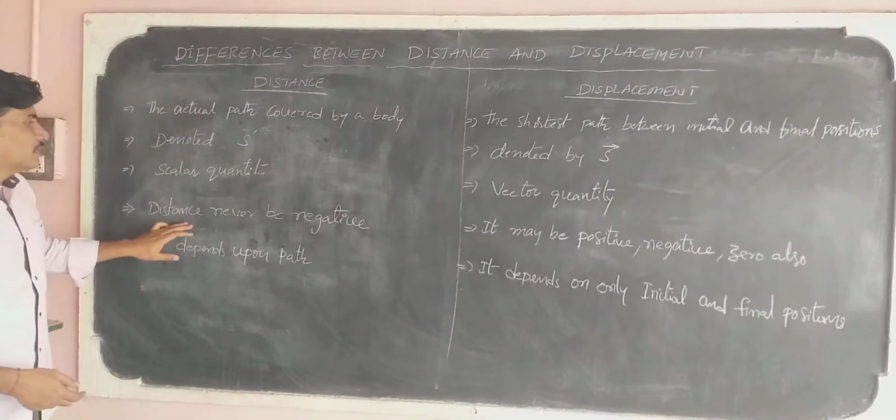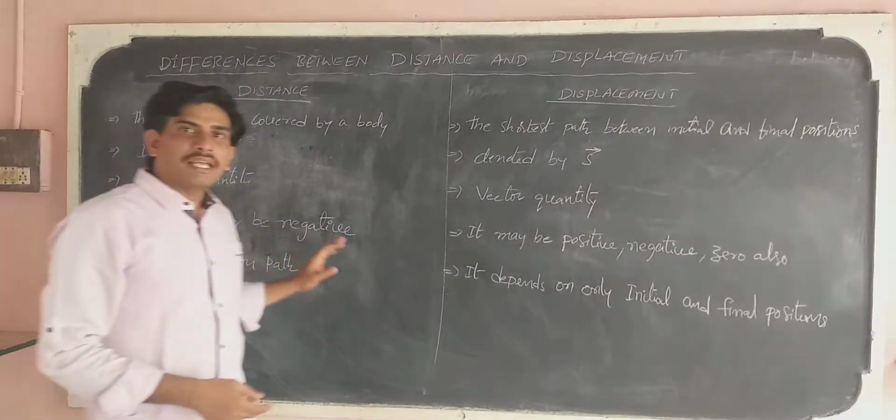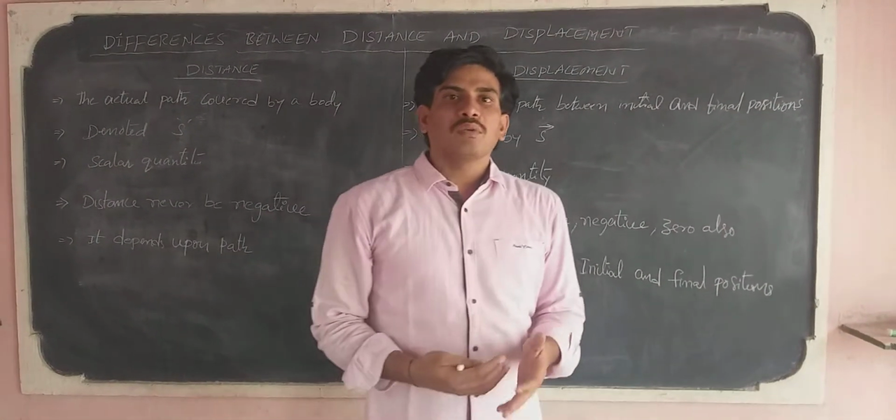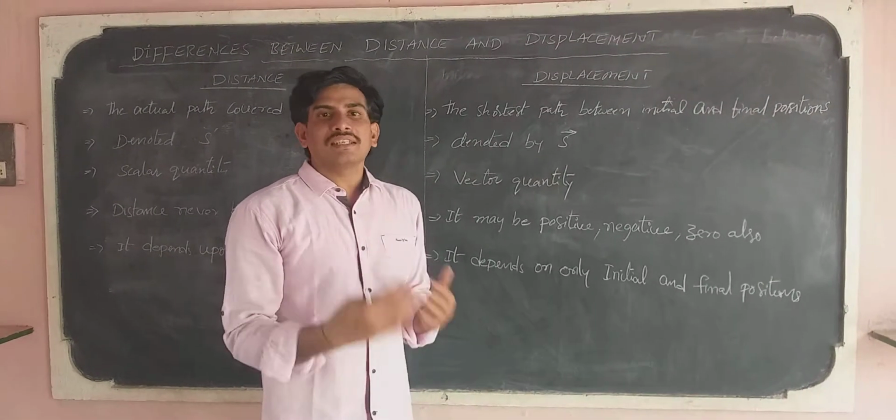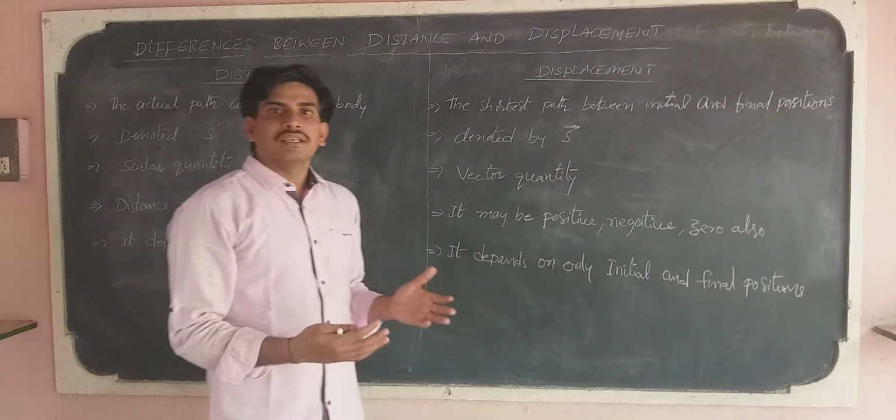Next, the distance can never be negative. Why is it not negative? Because it's a scalar quantity. If the object starts its journey and moves continuously, the distance increases. So that's why it can never be negative.